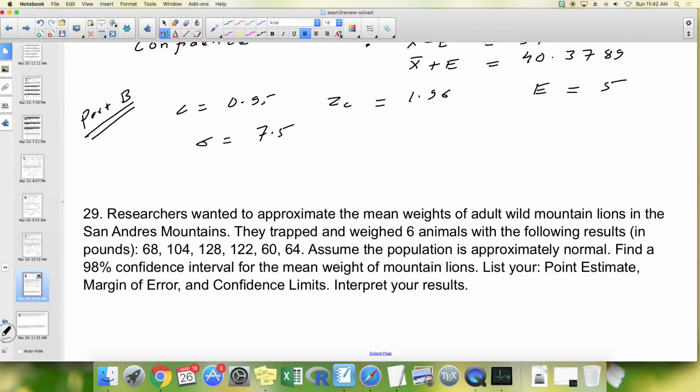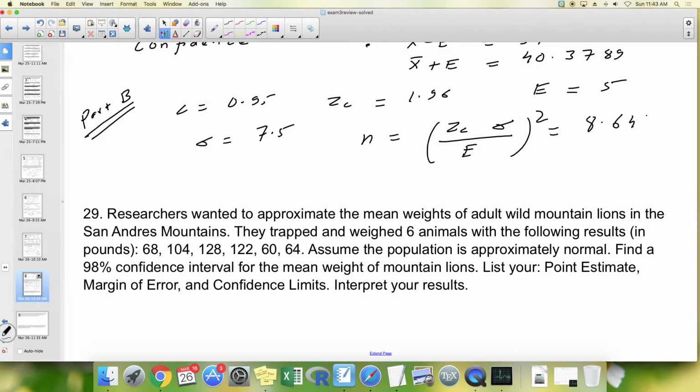And with that, we use the formula n equals ZC times sigma by E, whole square, which is, if you put the numbers in, it will come out to be 8.6436, which you can say n is 9.